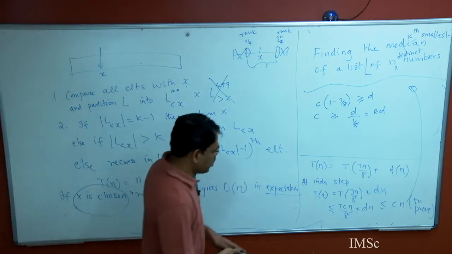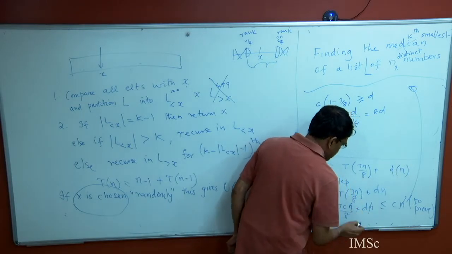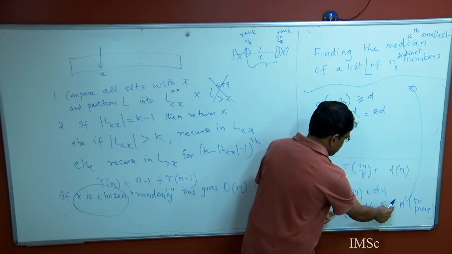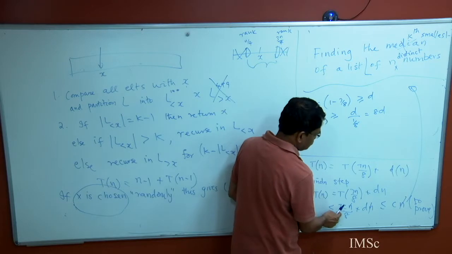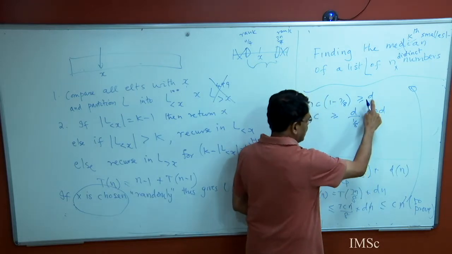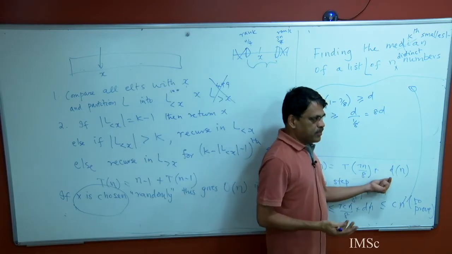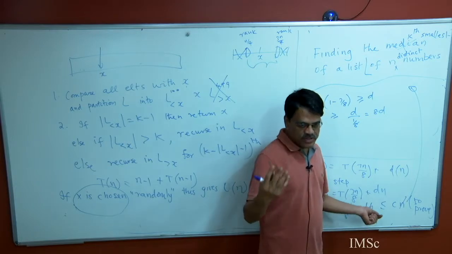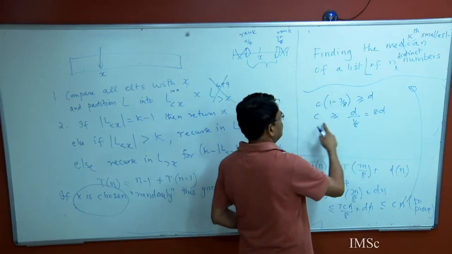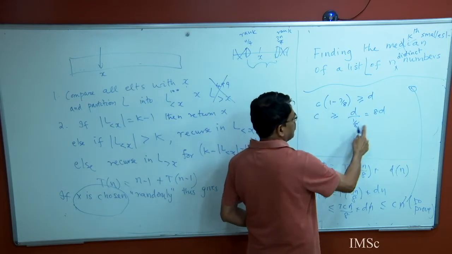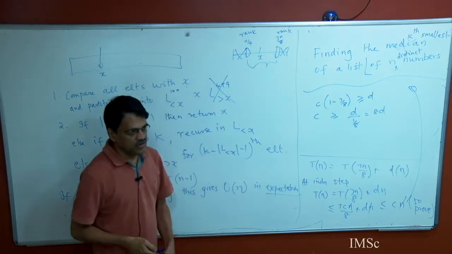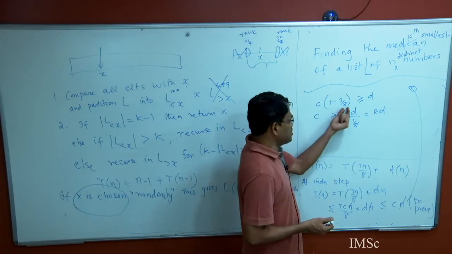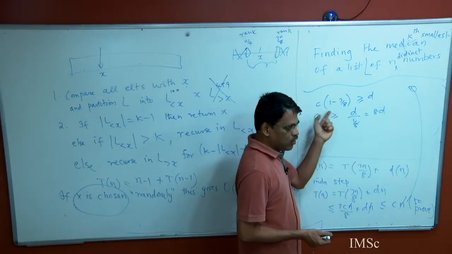Is that clear what I did? All I did was cancel out this n. I took C common, C times (1 minus 7 by 8), and on the other side, I want it to be greater than or equal to D. D is fixed. D is a property of your algorithm. The algorithm took Dn steps. C is my choice. So if you choose your C greater than or equal to D divided by 1 by 8, then that C would satisfy this, and you can prove it by induction. And you can see why I want this to be strictly less than 1. It's playing a role here.